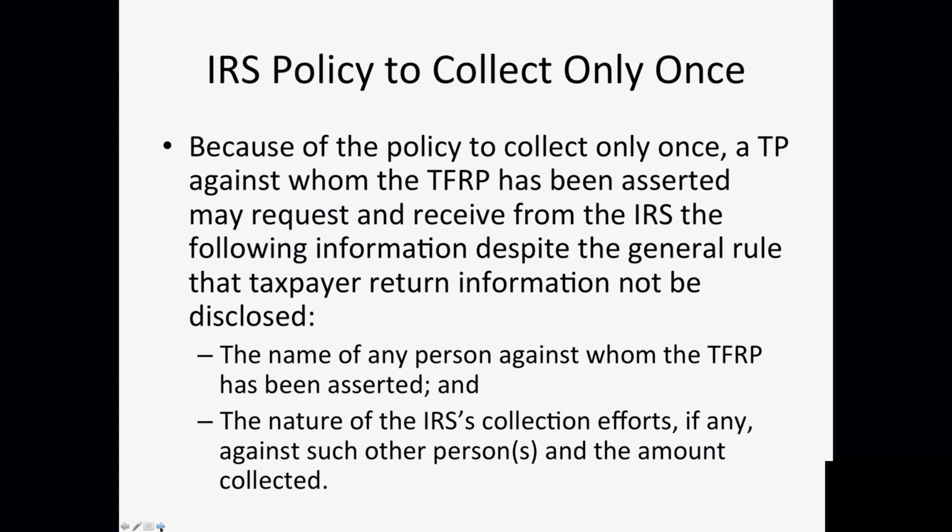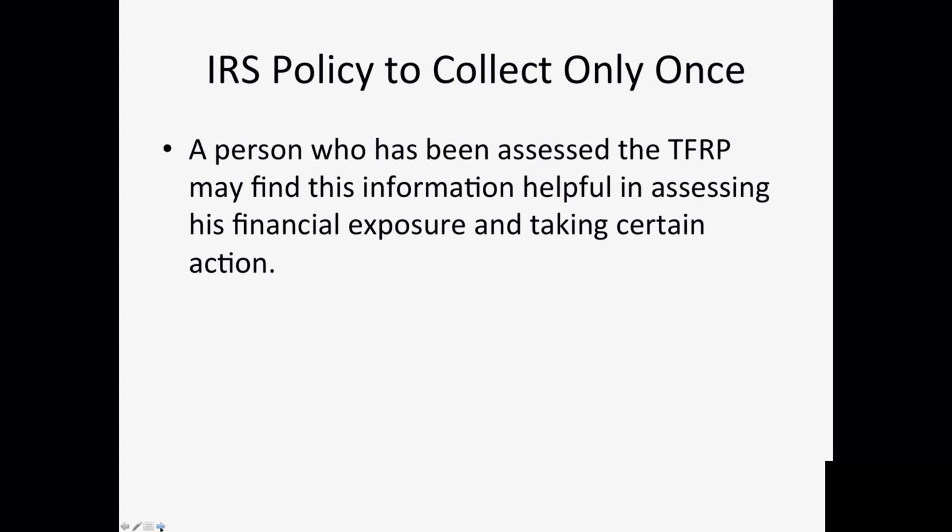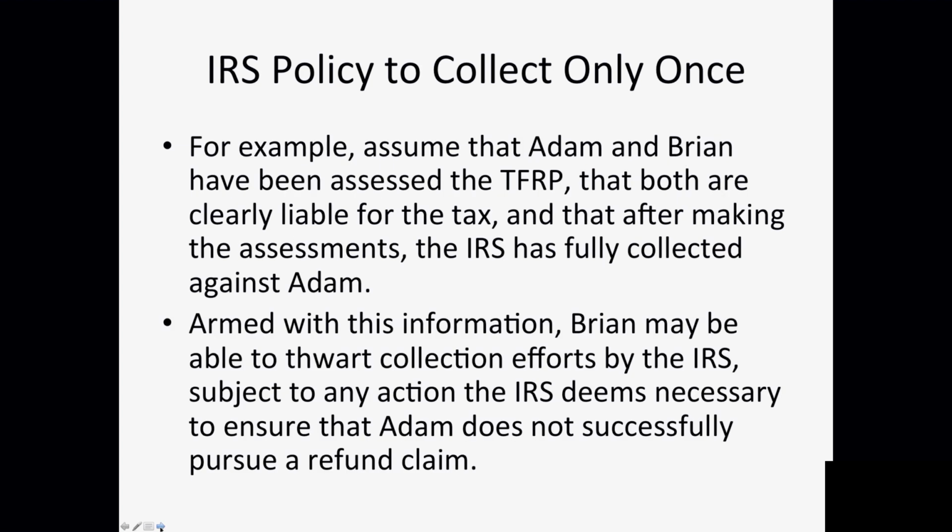Because of the policy to collect once, a taxpayer against whom the trust fund recovery penalty has been asserted may request and receive from the IRS the following information, despite the general rule that taxpayer return information not be disclosed. First, the person is entitled to the name of any other person against whom the recovery penalty has been asserted, and second, the nature of the IRS's collection efforts against such other individuals and the amount collected. A person who has been assessed the recovery penalty may find this information helpful in assessing what his exposure is, and based on that might take certain action.